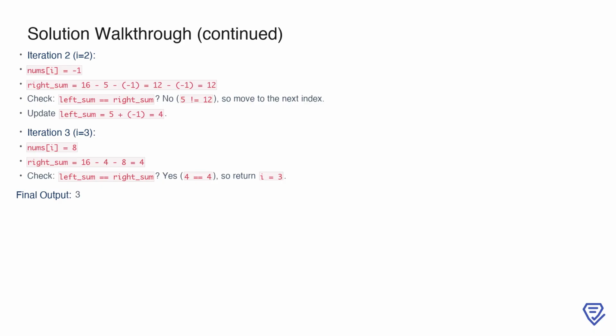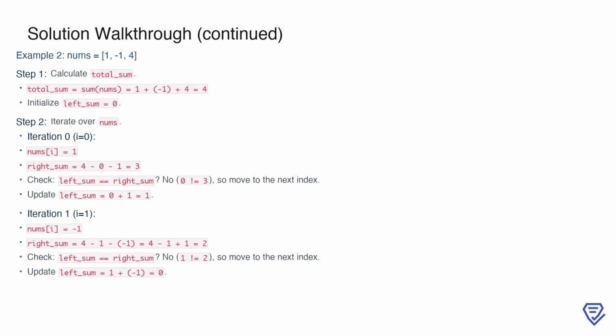Now, in iteration 3, where i equals 3, nums[i] is 8. The right_sum is calculated as 16 minus 4 minus 8, which is 4. At this point, left_sum equals right_sum, as both are 4. Since the condition is met, we return i, which is 3. The final output for this example is 3.